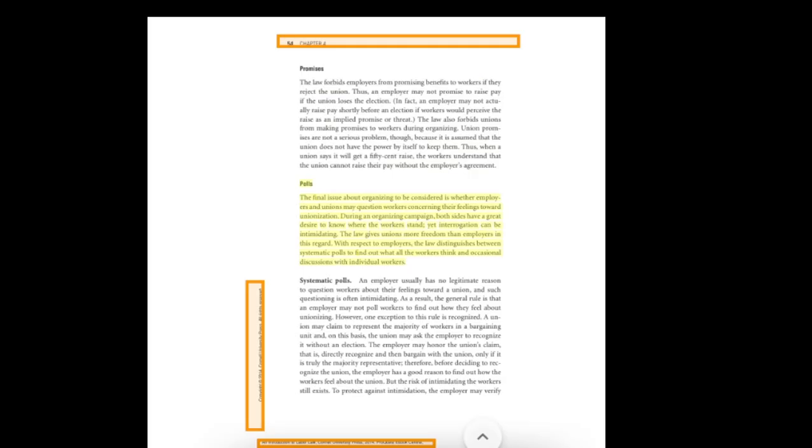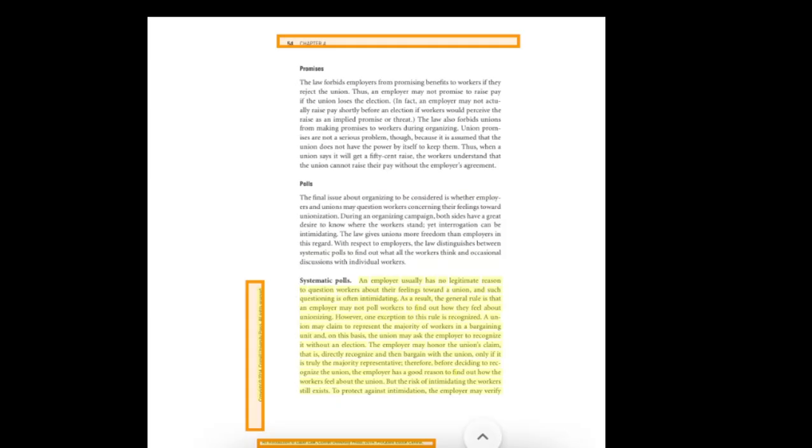The final issue about organizing to be considered is whether employers and unions may question workers concerning their feelings toward unionization. During an organizing campaign, both sides have a great desire to know where the workers stand, yet interrogation can be intimidating. The law gives unions more freedom than employers in this regard. With respect to employers, the law distinguishes between systematic polls to find out what all the workers think and occasional discussions with individual workers. Systematic polls.